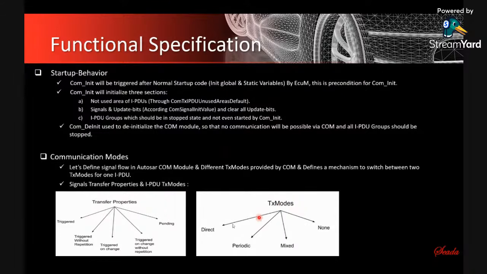For the transmit mode direct, it means that this IBDU should be transmitted when the application asks for this immediately. It should be triggered when I say okay, send immediately, then it will be sent. And in a periodic way, we configure a periodicity for this IBDU to be transmitted every 10 milliseconds, for example. Then this IBDU by default will be transmitted every 10 milliseconds.